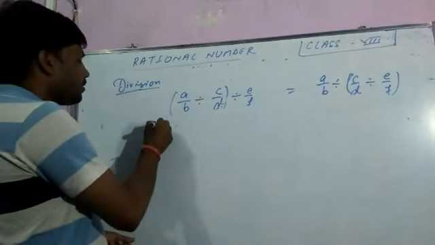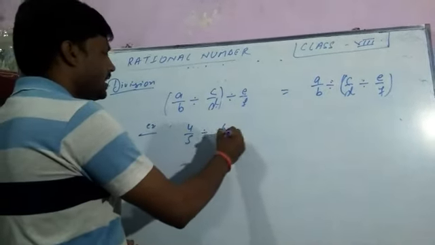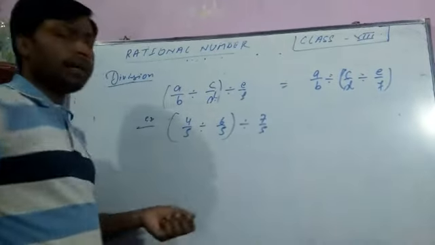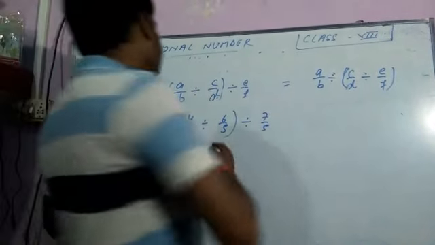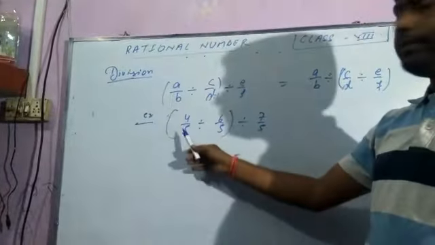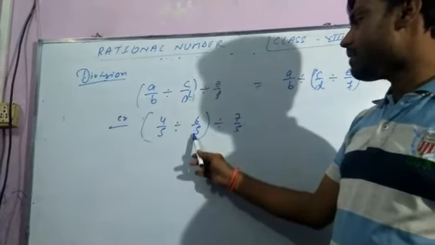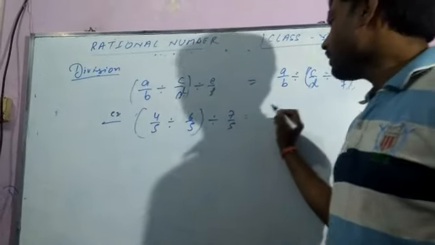For this we take also an example. 4 by 5 divide 6 by 5 divide 7 by 5. It means that on the place of A by B we have taken 4 by 5, on the place of C by D we have taken 6 by 5, and on the place of E by F we have taken 7 by 5.